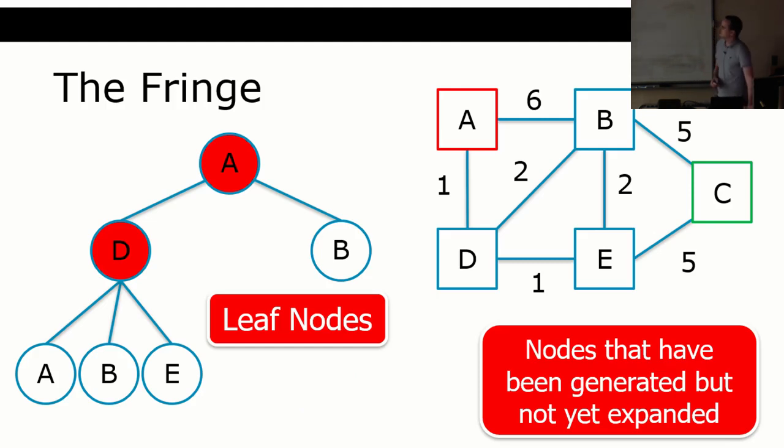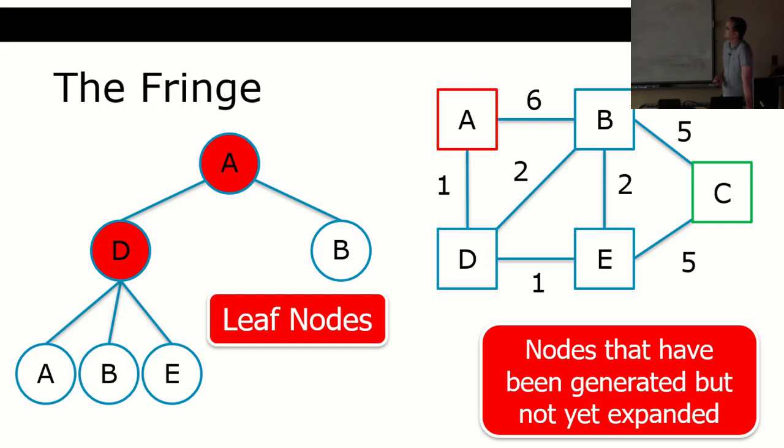So the fringe are the leaf nodes of the tree. The leaf nodes are essentially the ones that don't have any successors yet. Okay, so at some point, we have expanded some nodes in the search tree. So here we've expanded A, and we've expanded D, but we haven't expanded these. And those are leaf nodes because leaves in a tree are the lowest hanging things. And so the fringe is the set of nodes that have been generated but not expanded yet.